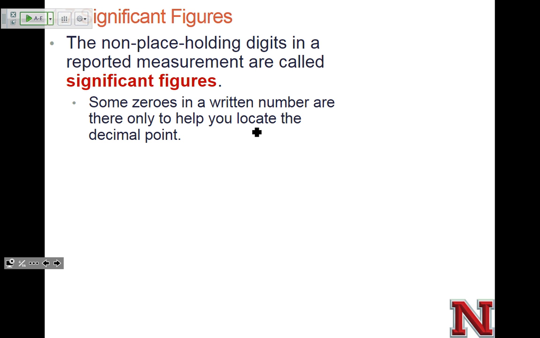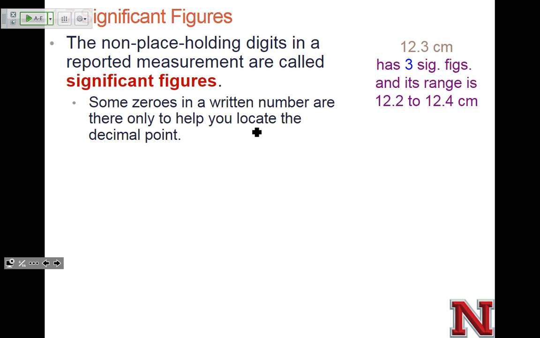But some zeros are only written to help you locate the decimal point, and we'll discuss those as not being significant. But for example, 12.3 centimeters has 3 significant figures, but remember that last number has uncertainty. So what that says is our measurement is really in a range of 12.2 and 12.4 centimeters, because that last number is understood to be estimated as close as possible. But it does have 3 significant figures. It has 3 non-zero numbers.